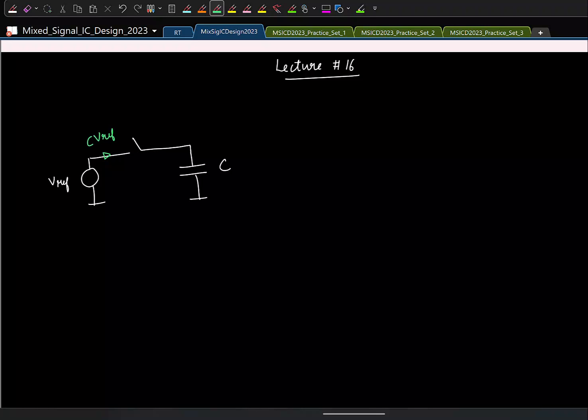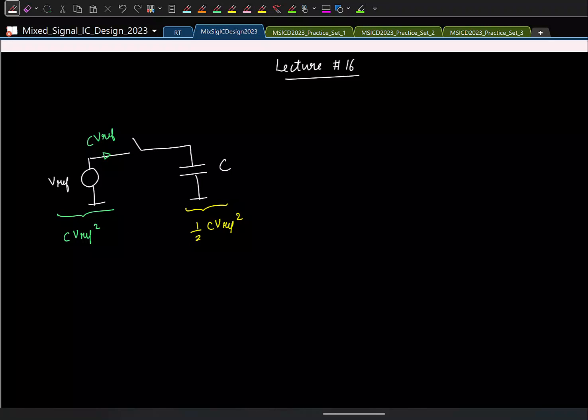Which means, what is the energy delivered by the voltage source? C VREF square. We discussed in the class. Now, what is the energy stored in the capacitor? That should raise the question, right? Where did the remaining half C VREF square go? But it's an ideal switch, right? What happens? It will be an impulse, correct.